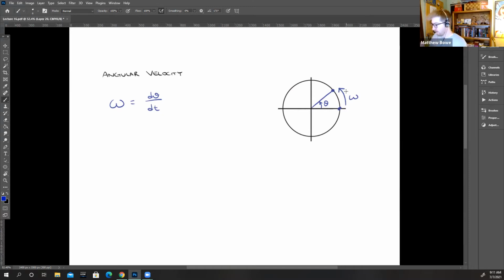By the way, on a radian coordinate system, we have 0 right here. Up at the top, we have pi over 2. Over here on the left, that is pi. The bottom, 3 pi over 2. One complete revolution is, if I go all the way around, then it's 2 pi.